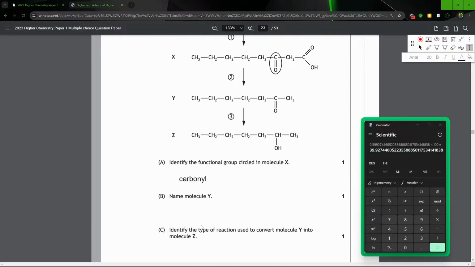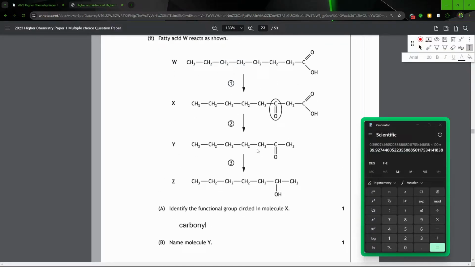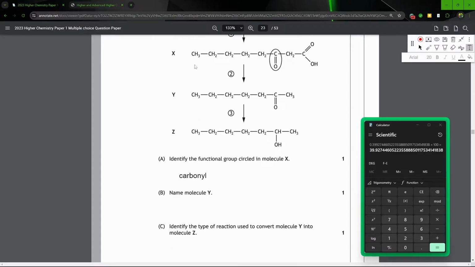Name molecule Y. So we just got to state the systematic name for this molecule here. Whenever you're doing carbon compounds, first step is to count how many carbons there are. 1, 2, 3, 4, 5, 6, 7. So our base is going to be hept, heptan. So that's our base that tells us how many carbon atoms there are. And I don't see any double bonds, apart from obviously the double bonded oxygen. And since it's not on a terminal carbon, it's in the middle, it will be a ketone. And it's on the second carbon atom, which means it'll be heptan-2-one.